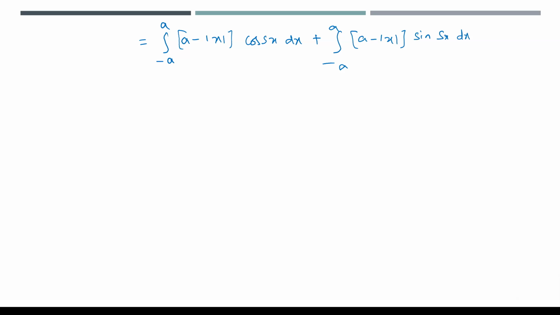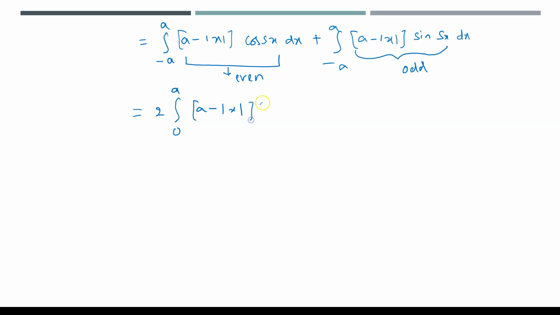Here cos sx is an even function and sin sx is an odd function. That means this one is an even function, this one is an odd function. So we can write this as 2 integral 0 to a, and here x is greater than 0, so we can write a minus mod x as a minus x, times cos sx dx, plus the value of this integral is 0. That is 2 integral 0 to a of a minus x into cos sx dx, where x is greater than 0.